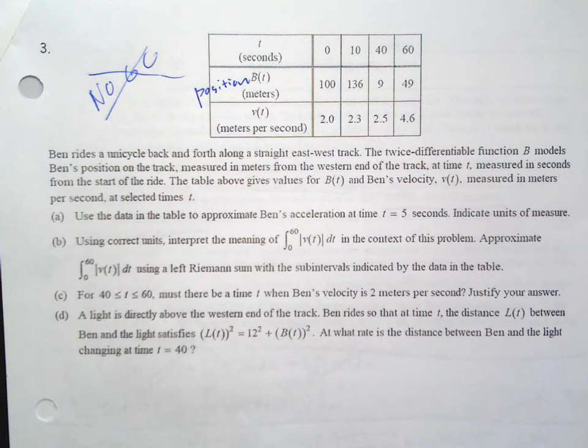Okay. And then t measured in seconds from the start of the ride. So only positive time. The table above gives values for B(t), Ben's velocity v(t), measured in meters per second at select times t.